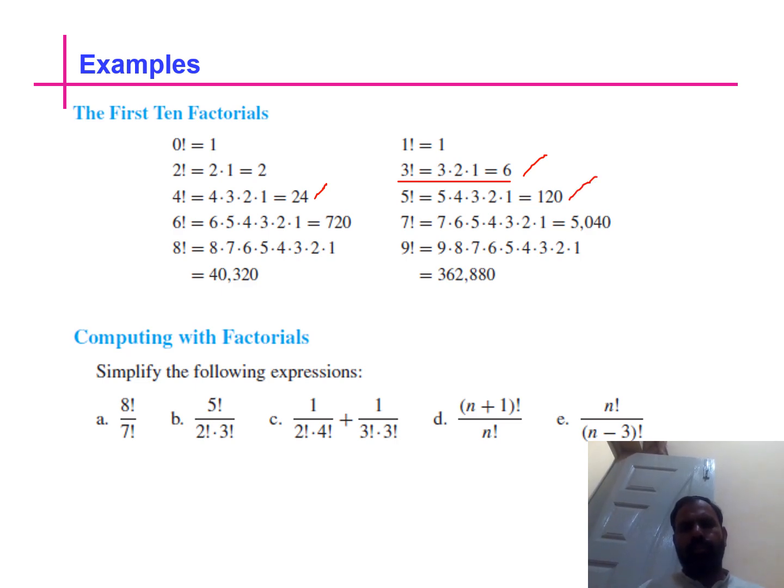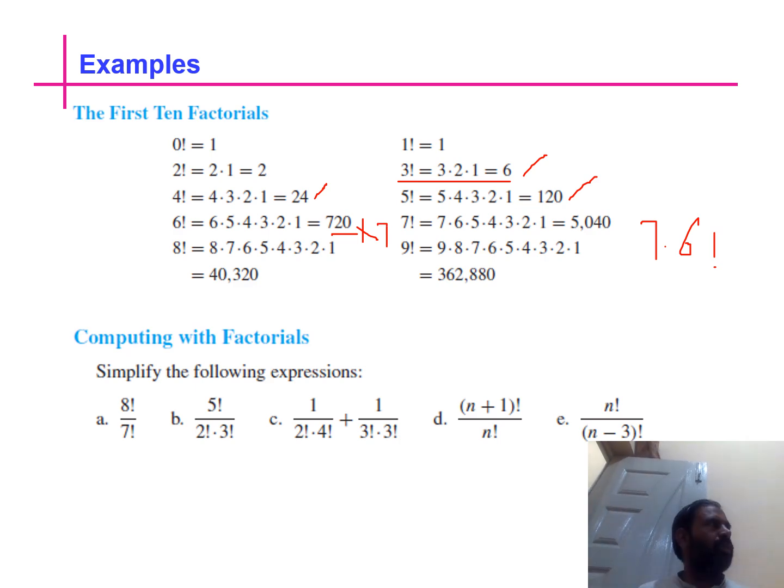And 6 factorial is 6, 5, 4, 3, 2, 1. Similarly, this process is repeated. So 1 into 2 is 2, 2 into 3 is 6, 6 into 4 is 24, and 24 into 5 is 120, and this multiplied by 6 gives the answer 720. 7 factorial we can also write as 7 dot 6 factorial. So if the answer of 6 factorial, 720, is multiplied by 7, this will give us 7 factorial.